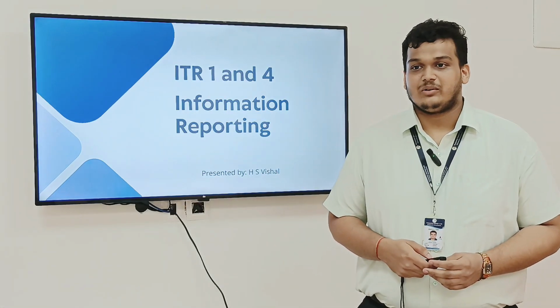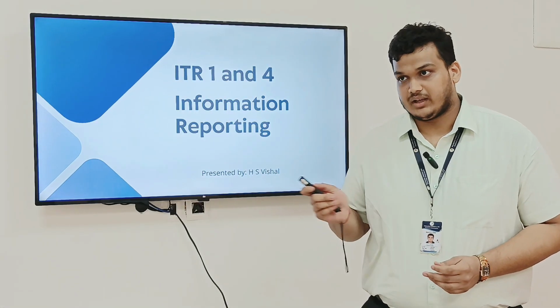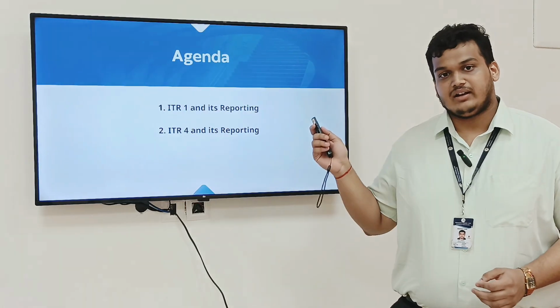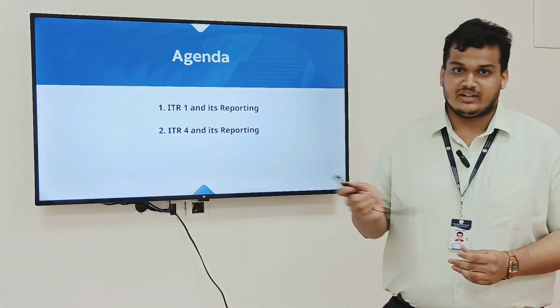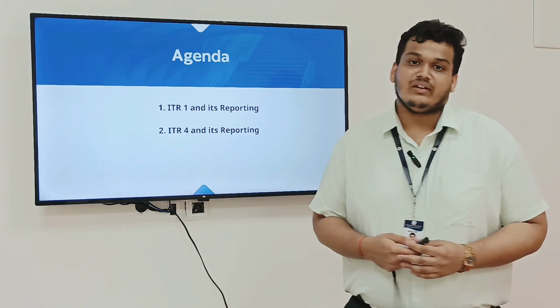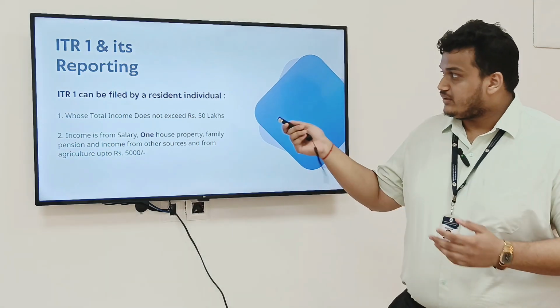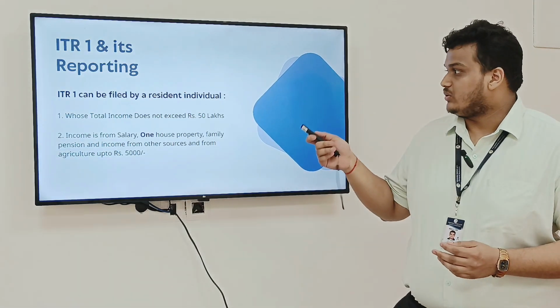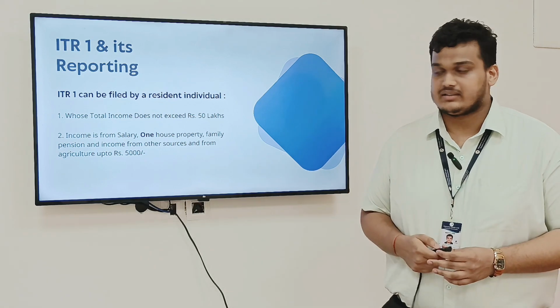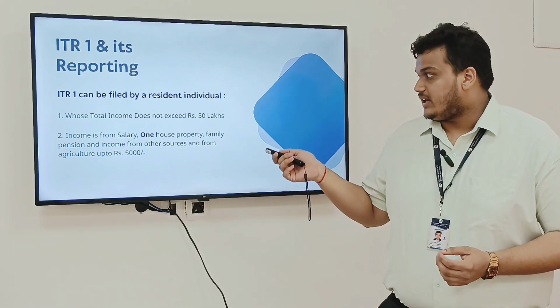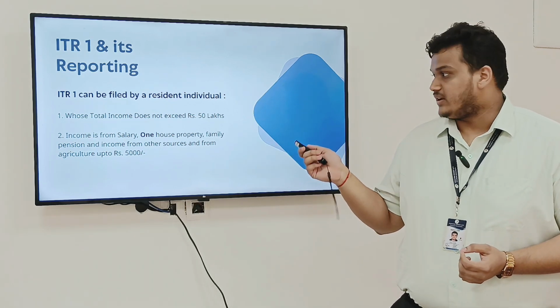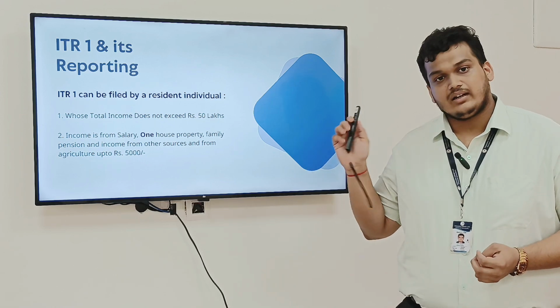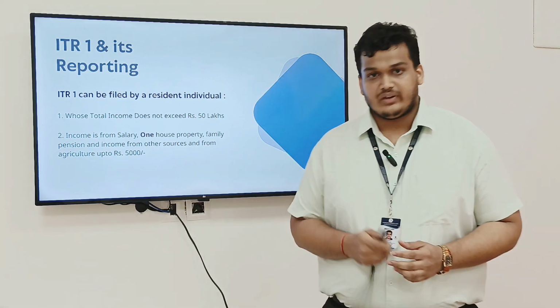Today I will be explaining about ITR 1 and 4 and its reporting. So I will be talking about ITR 1 and its reporting and ITR 4 and its reporting. First of all, who can file ITR 1? ITR 1 can be filed by any individual whose total income does not exceed 50 lakhs and he has income from salary, one house property, family pension and income from other sources and agricultural income up to rupees 5,000.